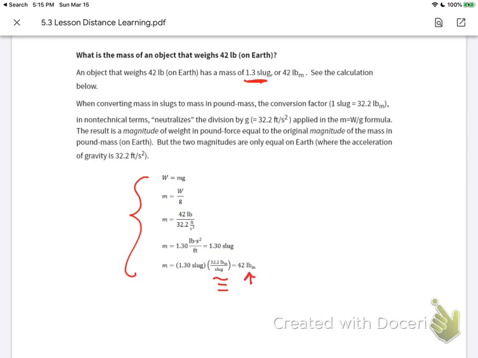So what are you noticing? You started out with 42 pounds, and you ended up with 42 pounds mass. Does that make a difference? The answer is yes, because you had to take into account gravity, and then you had to reconvert. So this is how we're going to do this. Now, on the next page, we show you what happens if you're talking about the moon's gravity instead of earthly gravity. Then you get a different number. So let's do that next.